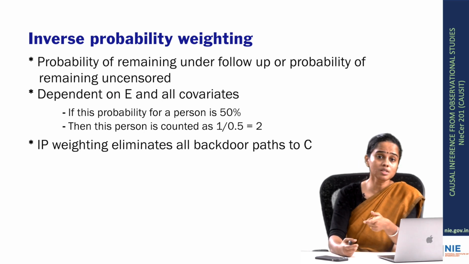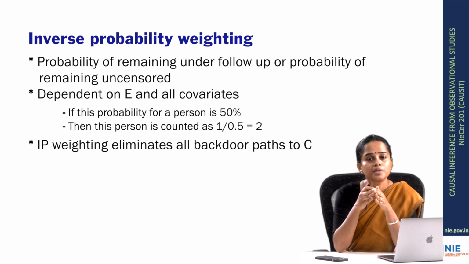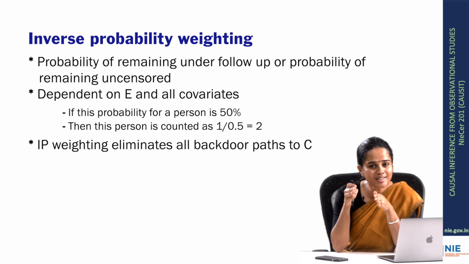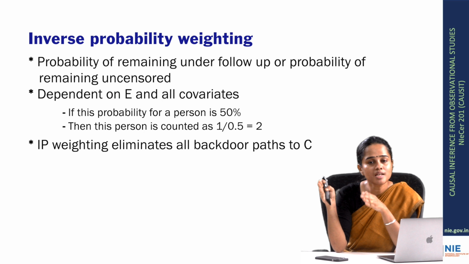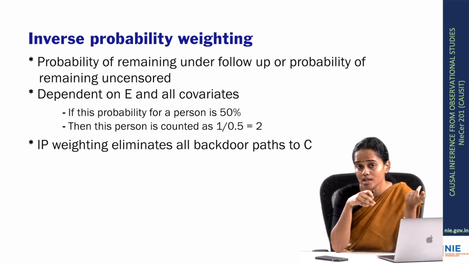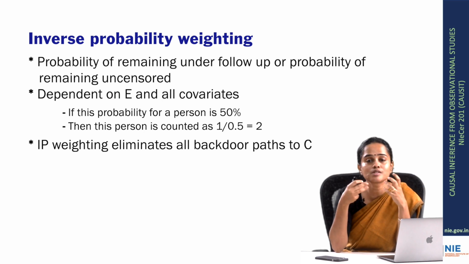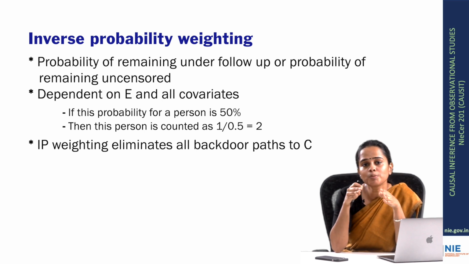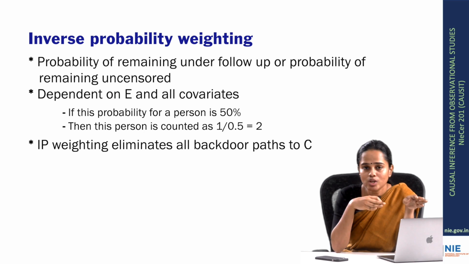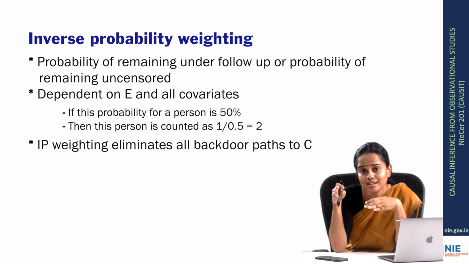Now why do we do this? Because we do not want to be only left with the selected subset of people who remained in your follow-up. We also want to account for those people who did not stay in your follow-up, and this we do by assigning weights, and these weights are calculated as an inverse of the probability of somebody remaining under follow-up. Now inverse probability weighting does not mess with the collider. It eliminates all the backdoor paths that lead to C.